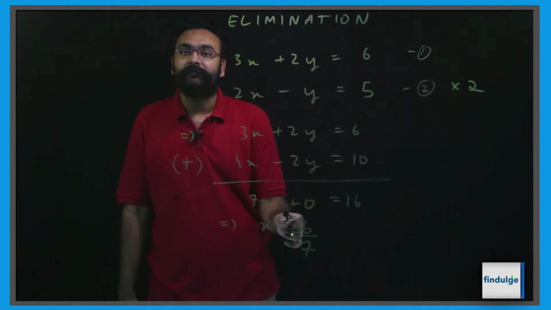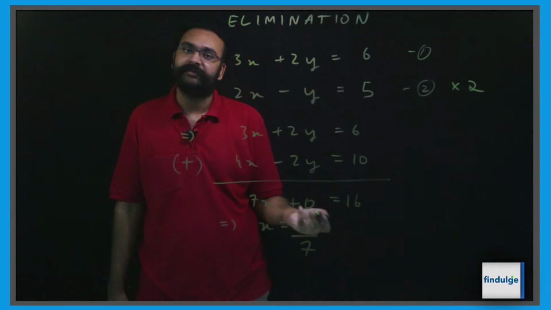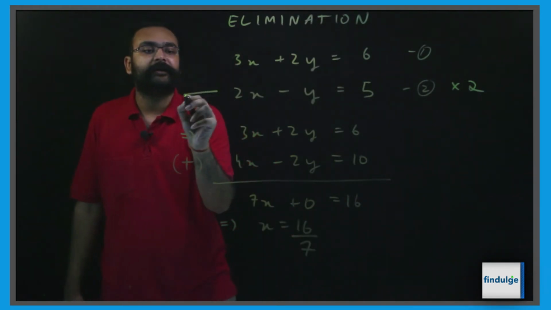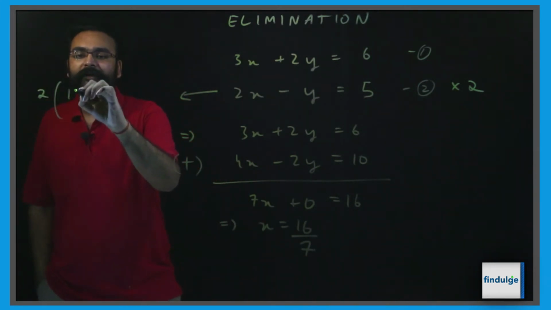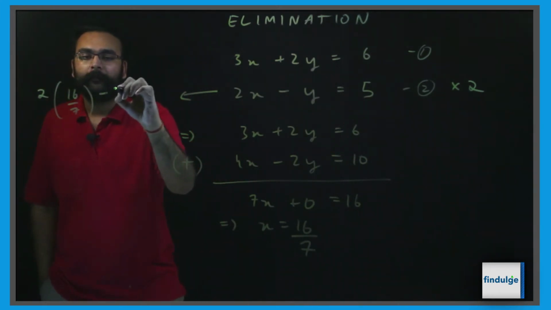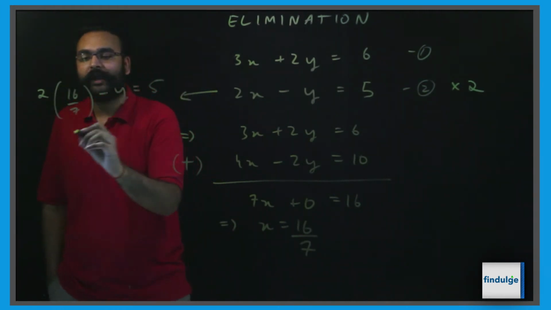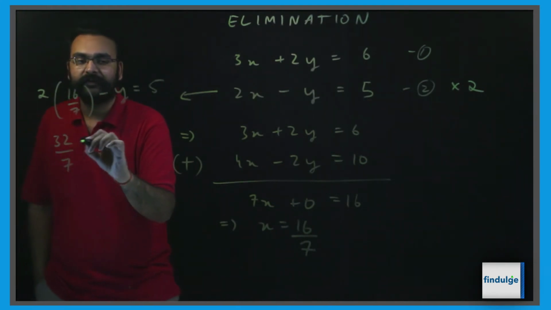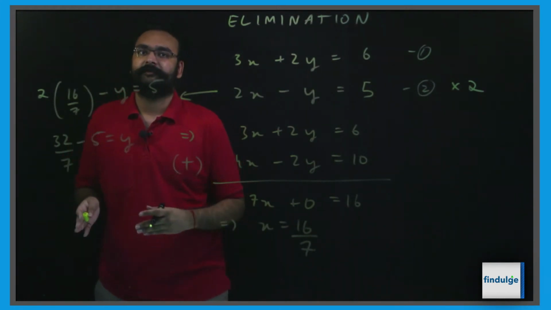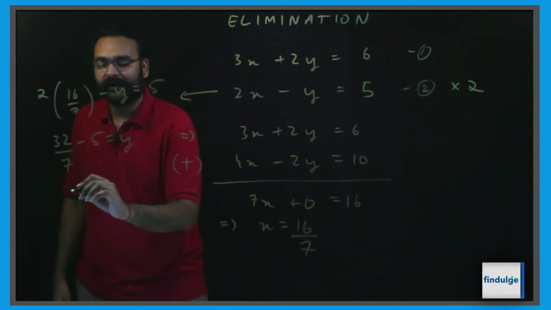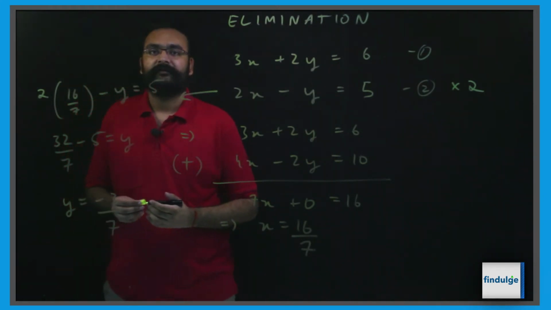Now that I've got the value of x, I will plug it into any one of my two equations and solve it. So let's say I plug it into my second equation. I'll get 2 multiplied by 16 upon 7 minus y is equal to 5. If you shift this, you'll end up getting 32 upon 7 minus 5 is equal to y. This is exactly the same as the previous method. So when you solve this, you end up getting y is minus 3 upon 7.